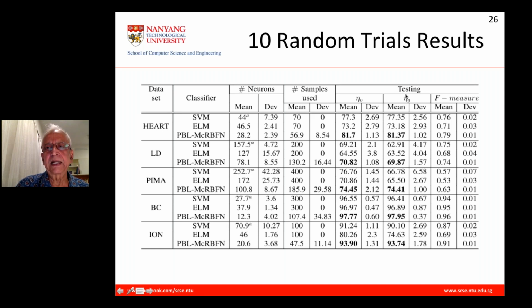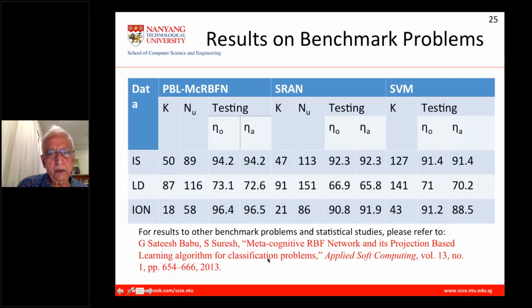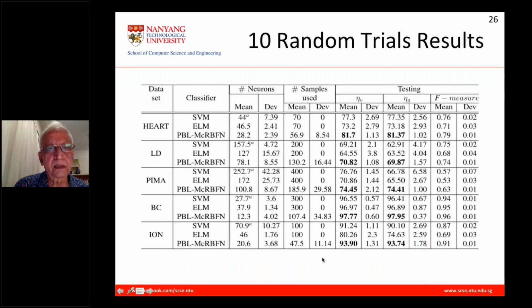You can see all the things we have compared, and the bold items are the result. The number of samples used is also here, because this is done over 10 random trials. That's why the mean and the standard deviation are given. The complete thing is there. You can refer to this paper. All the data is there. My colleagues and I did this.